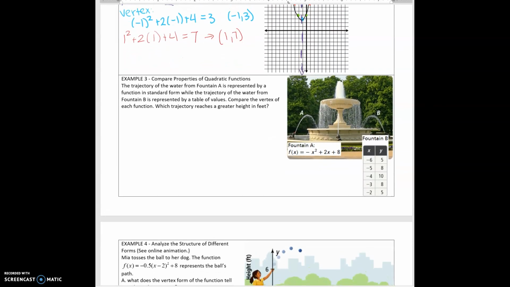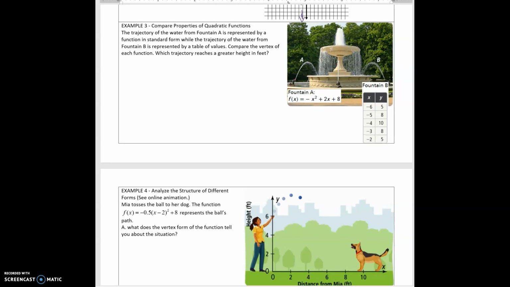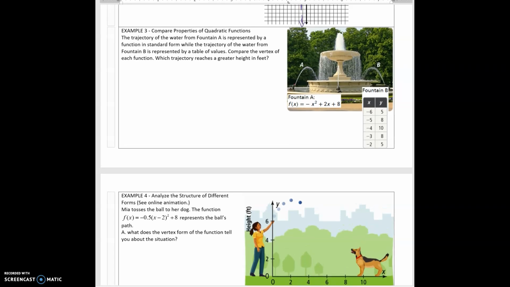Let's go ahead and look at example 3. It's asking us that the trajectory of the water for fountain A is here, and it's in standard form, and then fountain B is in a table, and it wants to compare the vertex of each function and find which one has a greater height. So to find that, we need to find the vertex of each one.